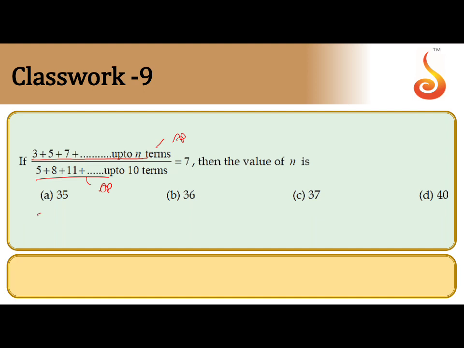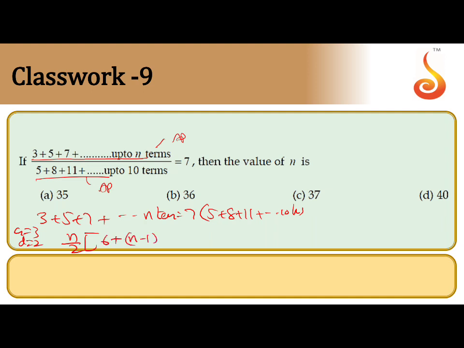So now what I will do: 3 + 5 + 7 up to n terms equal to 7 times 5 + 8 + 11 up to 10 terms is given. So for 3 + 5 up to n terms, here n by 2. In this case a is 3 and d is 2. So 2a, that is 2 into 3, 6, plus (n − 1) into d, the common difference, 2. That is the left side. On the right side, again the AP, how many terms? 10 terms. 10 by 2.